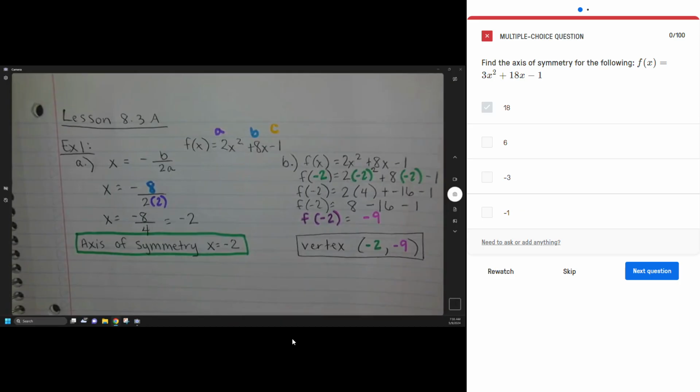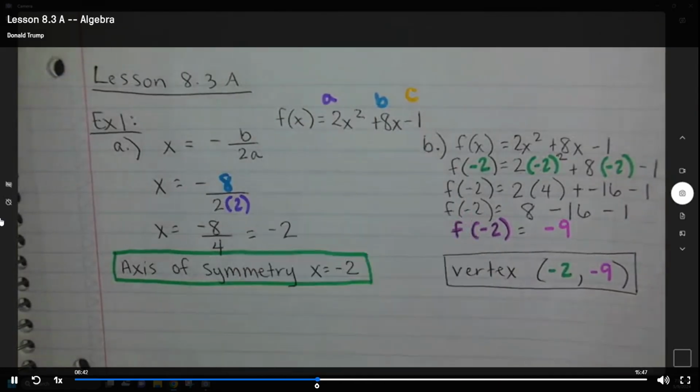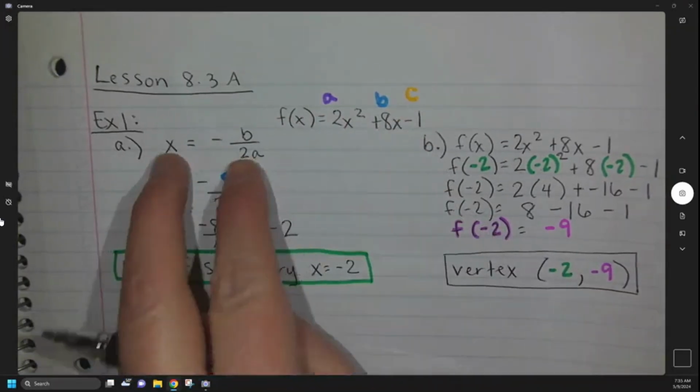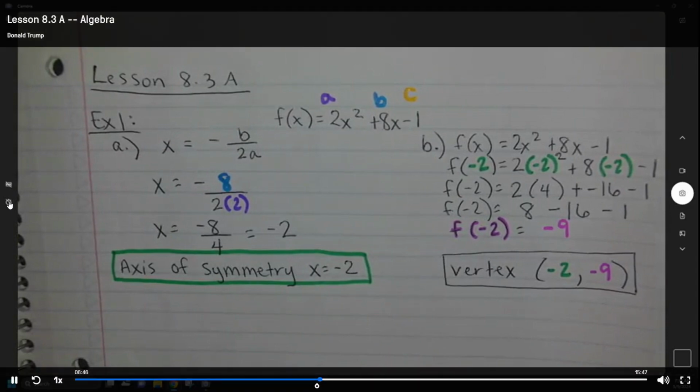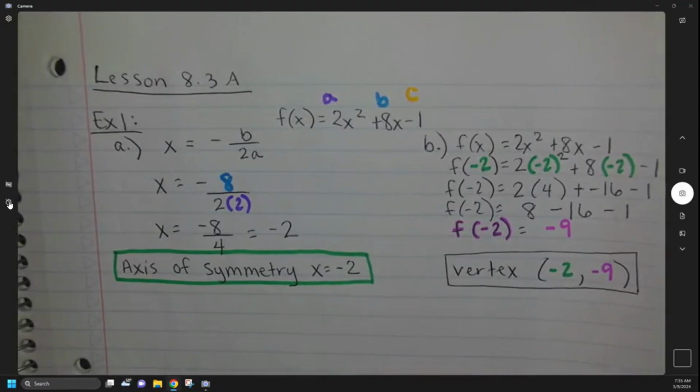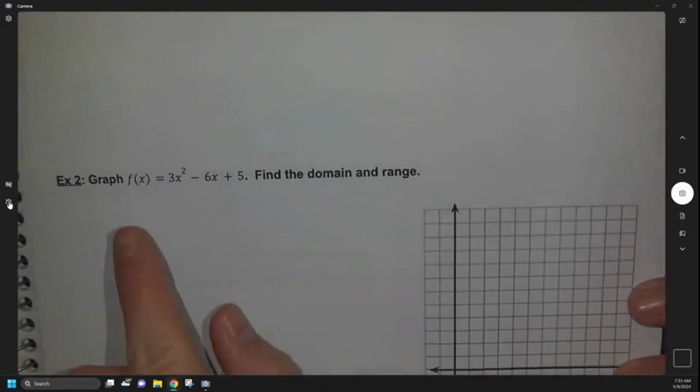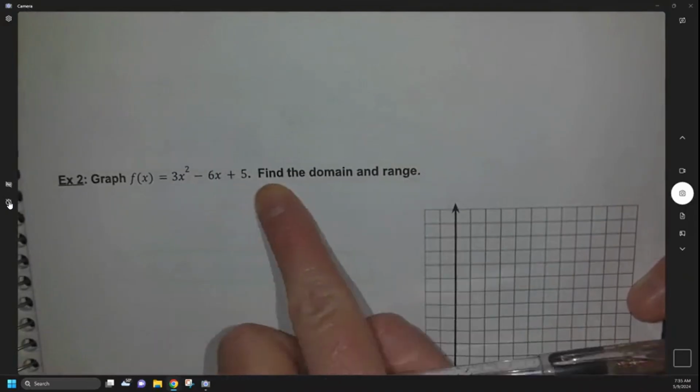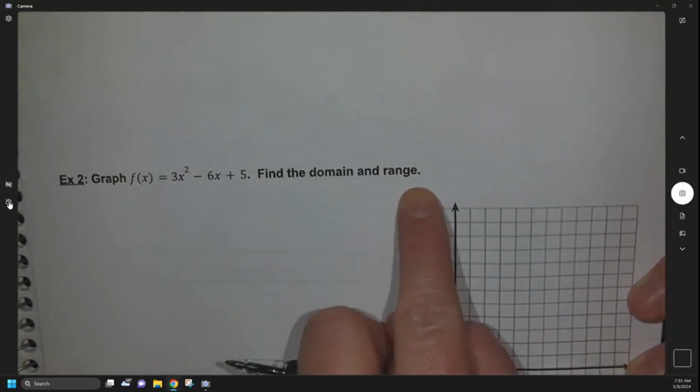All of that coming simply from the equation and using this equation over here for our axis of symmetry. All right, let's look at example 2. Example 2 says graph this function, and then we're going to find the domain and the range.